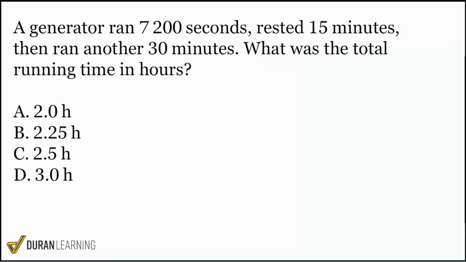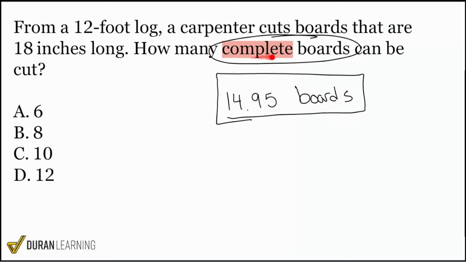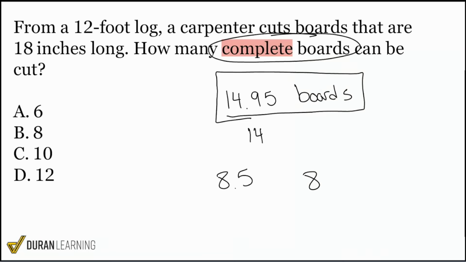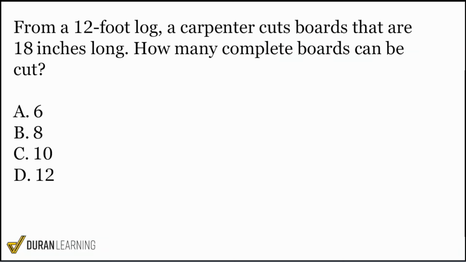Again, the word complete boards means a whole number amount. So if you divide and you get 14.95, the answer would be 14. If you ended up getting 8.5, the answer is going to be 8 because we're only looking at the number of complete boards. So I just wanted to talk about that briefly before we get into the actual mathematics here. So let's go ahead and get into it.